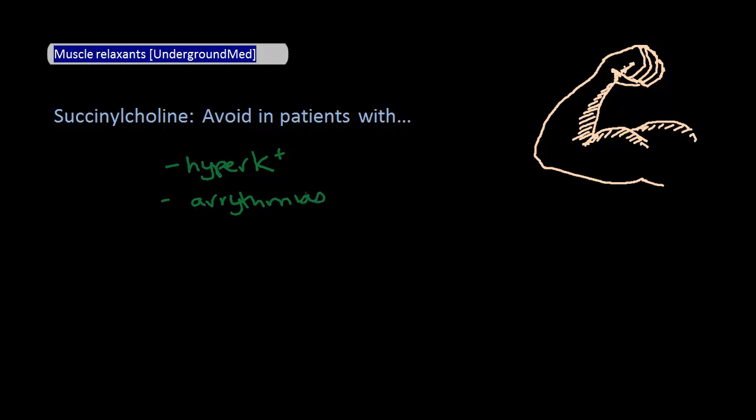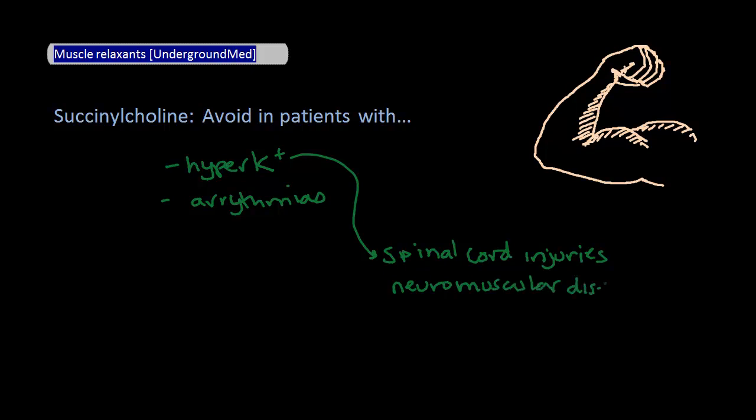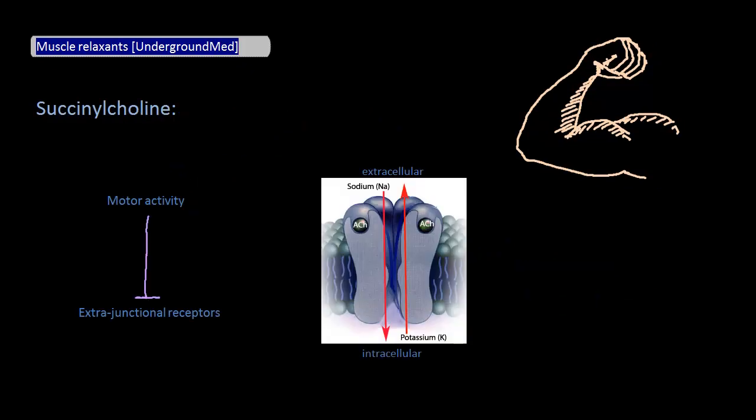You'll see hyperkalemia in patients that have degenerative motor diseases, such as spinal cord denervation injuries, or other neuromuscular diseases. In addition, patients who are immobile are at high risk for hyperkalemia. If you want to think about the pathophysiology as to why this is the case, first you have to remember that sodium enters the ion channels as potassium leaves when depolarization occurs.